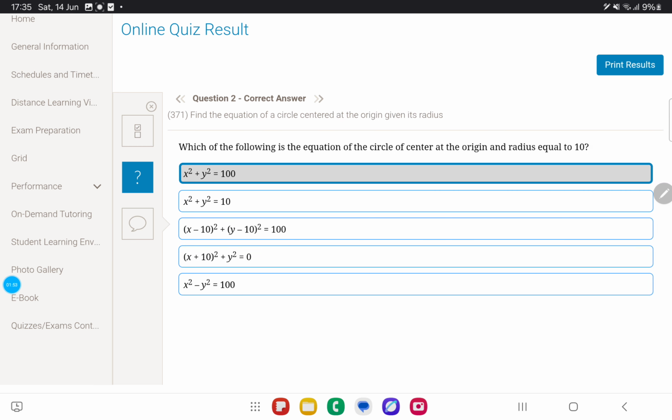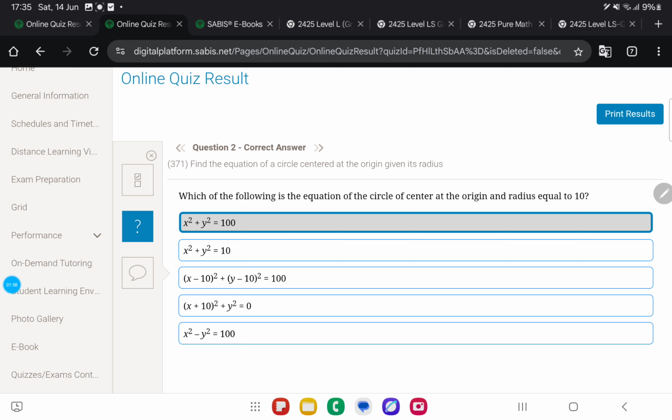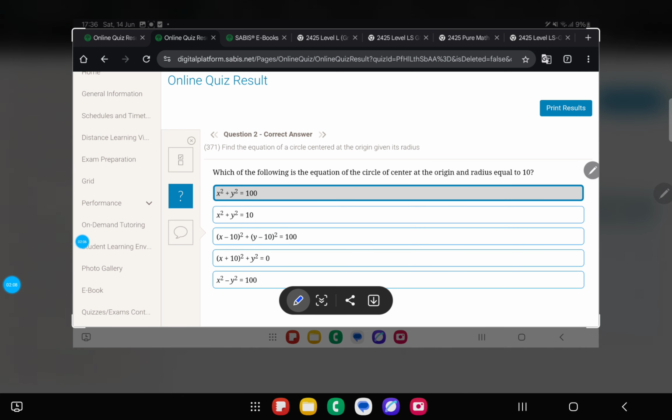We'll send all the rules later on in the QSC group, okay? So let's continue on to question 2. Which of the following is the equation of the circle of center at the origin and radius equal to 10? This is really easy. They give us the center and the radius again. Where's the center? They said center at origin, so that means it's 0, 0. That clears a bunch of the obstacles. We have the radius, so we just use the same rule.